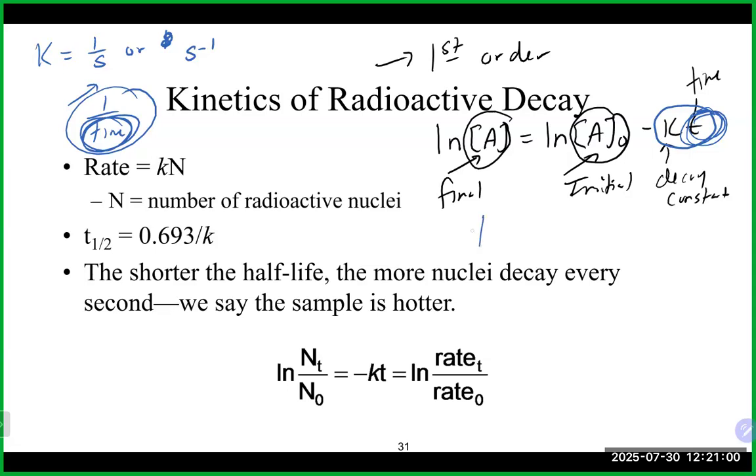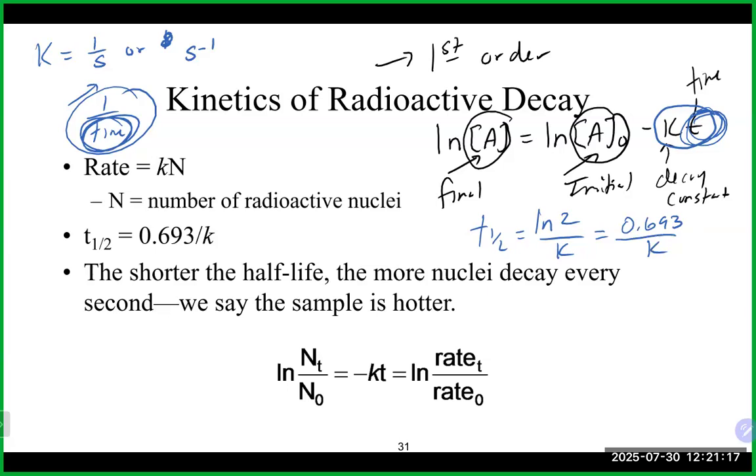Obviously, half-life, like we talked about today, for first order kinetics is the natural log of 2 divided by the decay constant. If you do the natural log of 2 on your calculator, that's going to give you 0.693 over the decay constant.